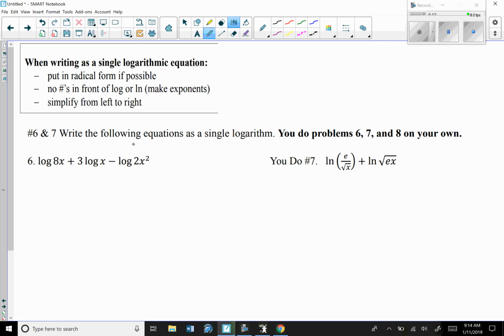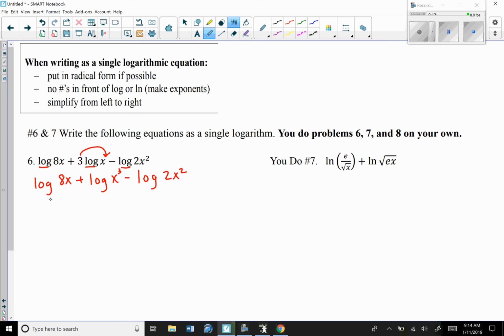So for 6 and 7, it says write the following equations as a single logarithm. So you guys are going to do this problem. I'm going to go ahead and do problem number 6. So if I want to write this as a single log, that means I need to get rid of these 3 logs, or I should say combine them into one log. So the first thing I would notice is I have that 3 in front. So I'm actually going to bring that up as an exponent. So I have now the log base 10 of 8x plus the log base 10 of x to the power 3 minus the log base 10 of 2x squared.